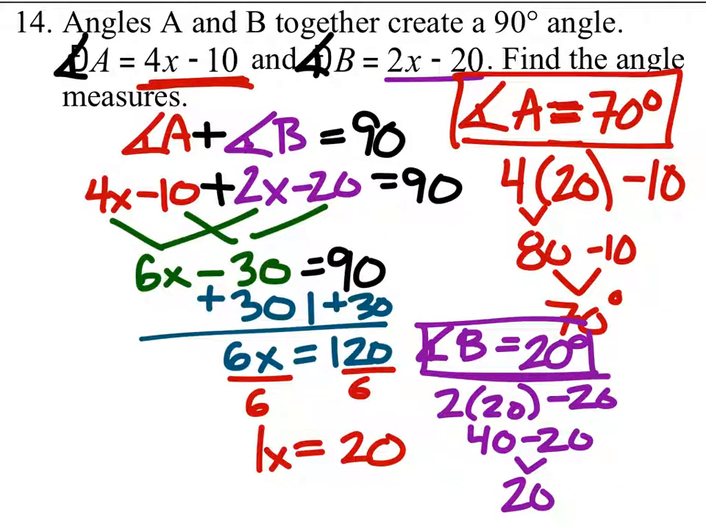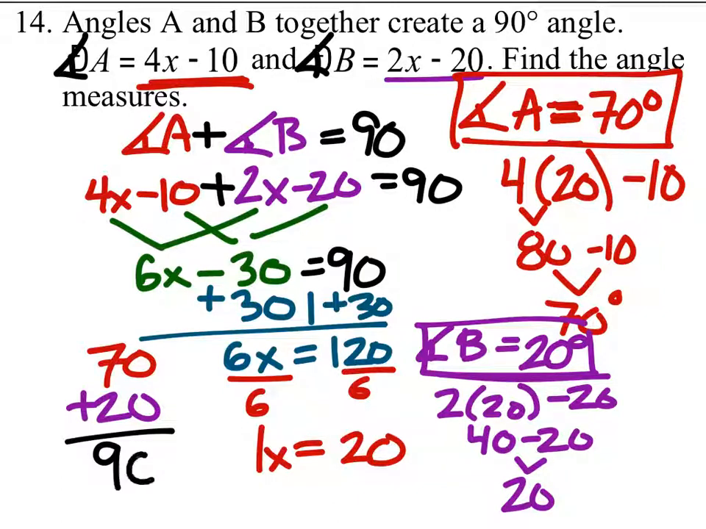And just to check, let's add these two together. 70 plus the 20, what should we get? 90. Yes, 90 degrees, because that's what it said right here. So that checks it off, and we have our two answers there, angle A and angle B.